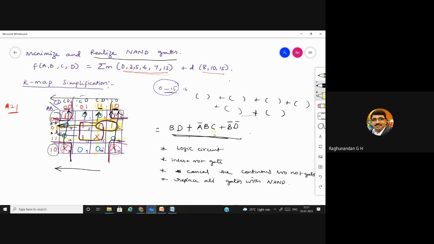Here, both the members in these boxes have a common value, 0, 1. But in the vertical positions, they have different values. When they have different values, compare and take the common variable. If they have a common value, then you have to take both. You don't have any other option because you cannot compare them.